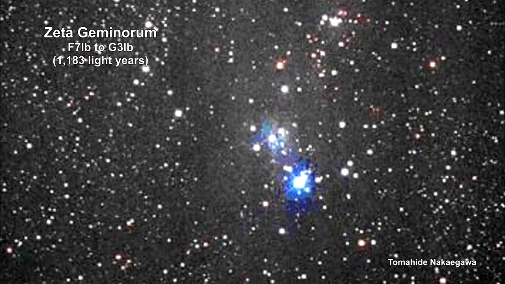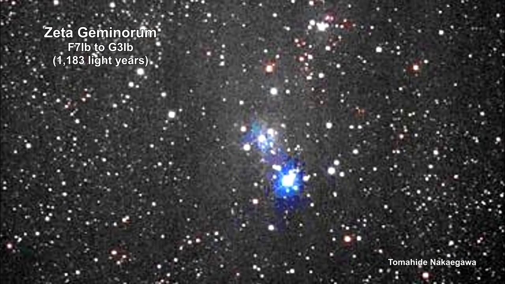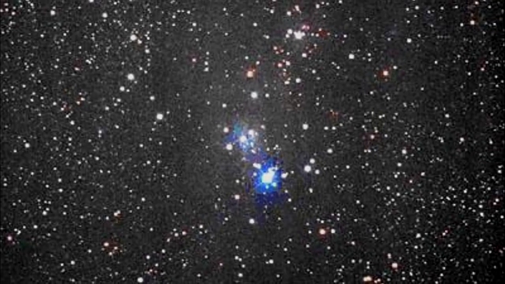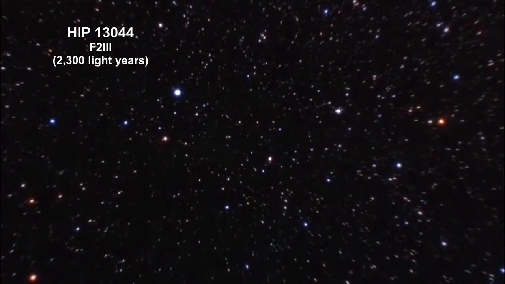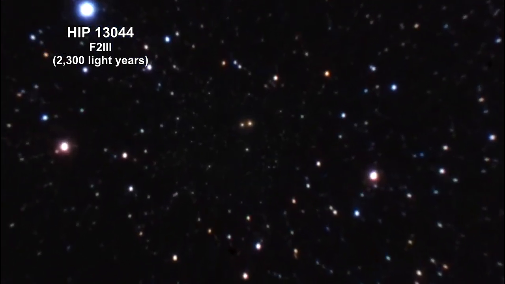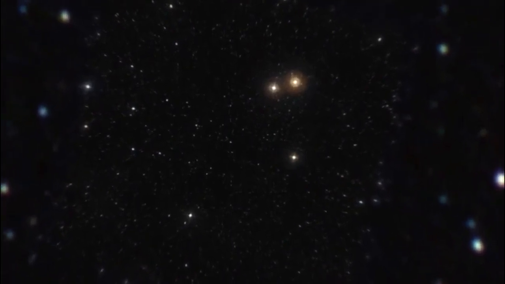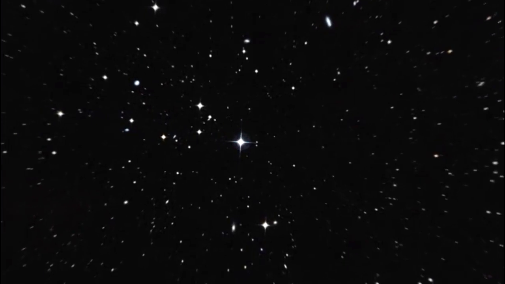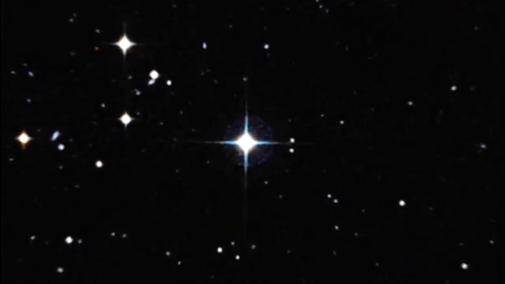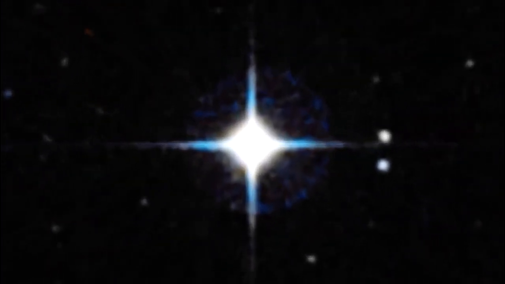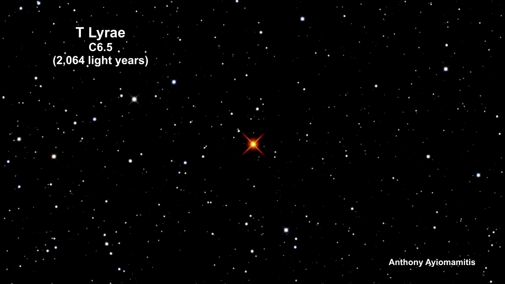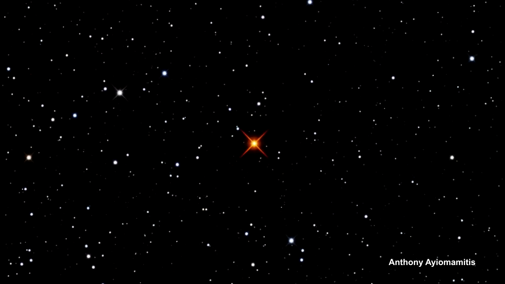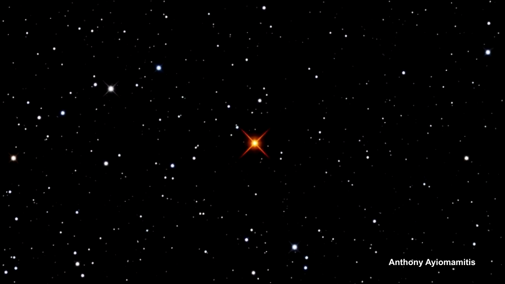Zeta Geminorum is an intermediate luminous supergiant. It is also a classical Cepheid variable. HIP 13044 came from outside our galaxy. It was part of a former dwarf galaxy that merged with the Milky Way between 6 and 9 billion years ago. T Lyrae is a carbon star. It has used up most of its hydrogen fuel and is now fusing helium into carbon.